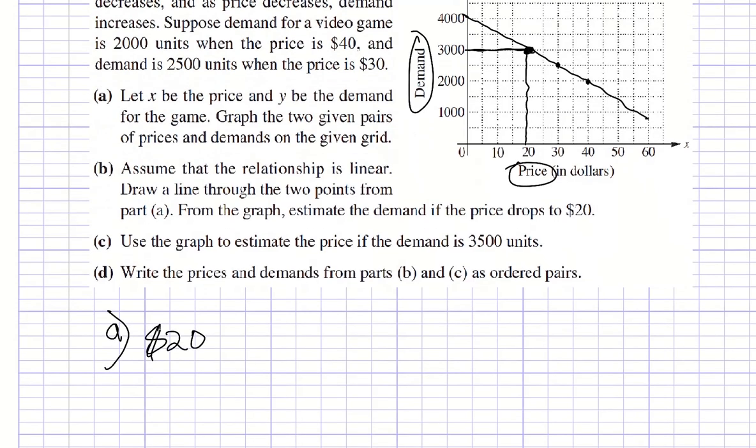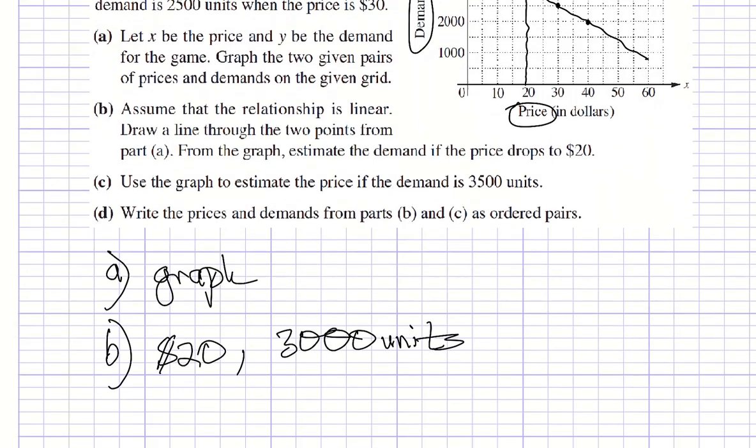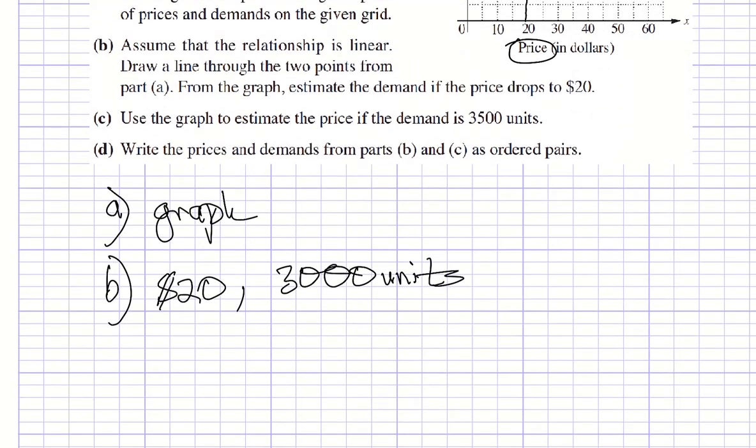Sorry, that's A. We're doing B. A is the graph, okay? We did that graph. B is estimate if the price drops to 20, then the units will be, what is that? We got 300. Okay, 300 units. That's what they're asking for B. They said use the graph to estimate.